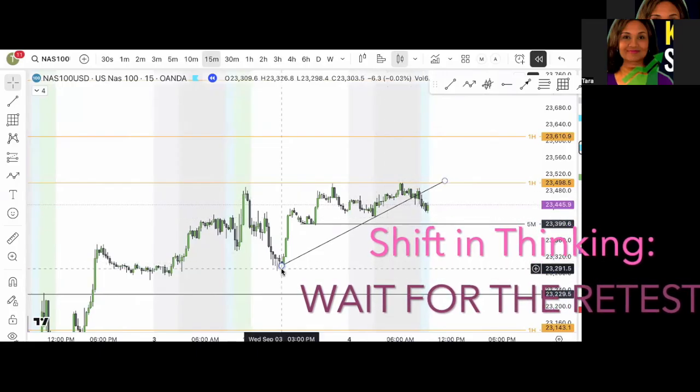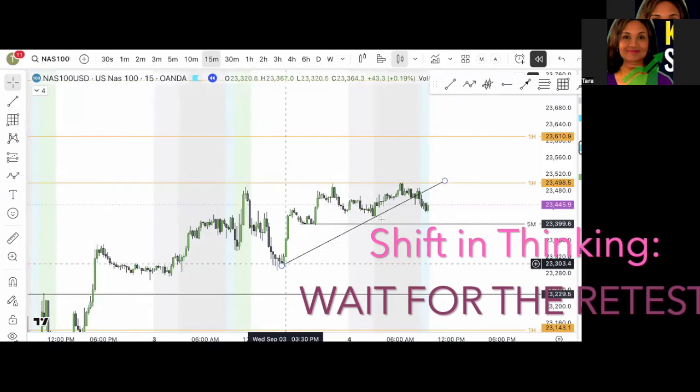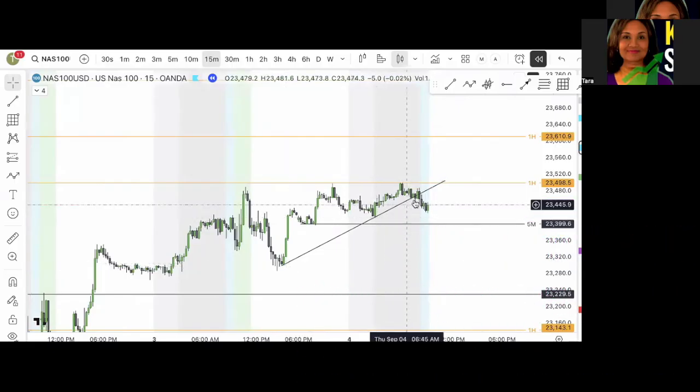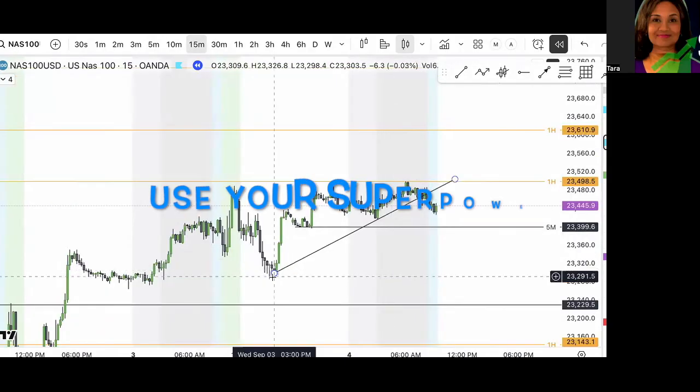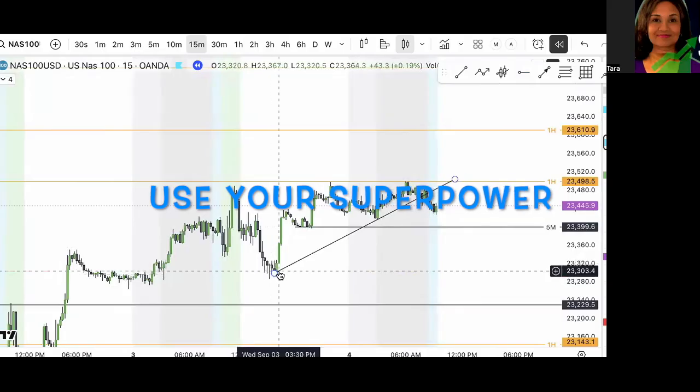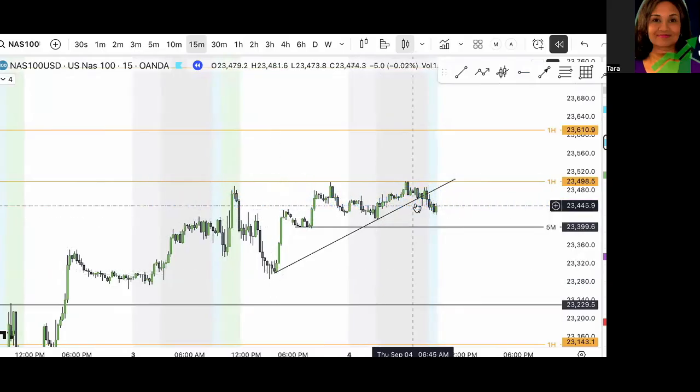yet. So we want to be sure that we don't hop into this trade as soon as the trend line is broken. We want to wait for a retest. Okay, that's part of our plan, and we found it to be a more conservative entry, and it's just safer for us overall. We're waiting for the retest.